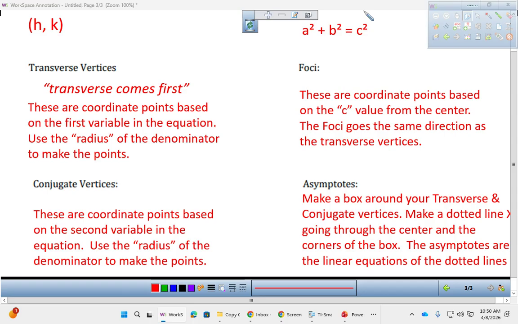And you have to figure out which way they go out, because sometimes they'll go out this way, and sometimes the hyperbola will split this way. So it's the same points as an ellipse. The way that we connect them is different.